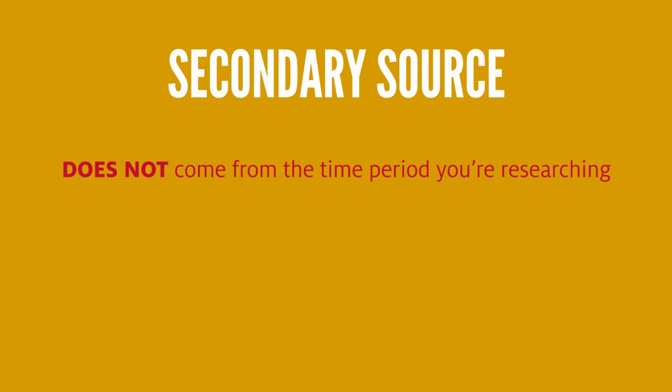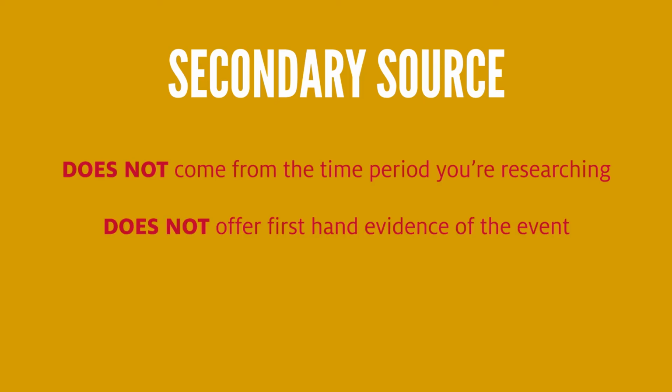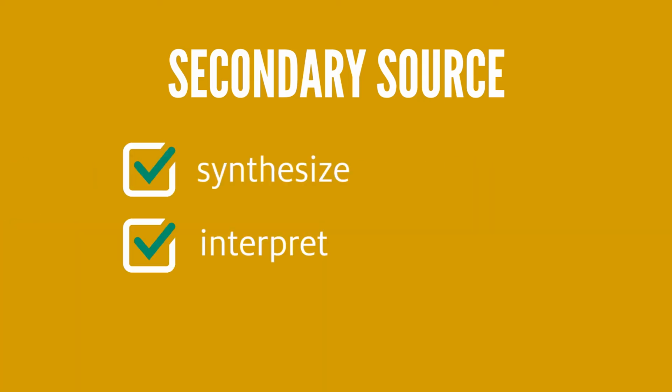Later you find a scholarly book on the topic of Japanese American internment, written by a researcher from the 1990s. It is considered a secondary source because it does not come from the time period you're researching and does not offer first-hand evidence of the event. Instead, it synthesizes and interprets various primary sources about the event to make its argument.